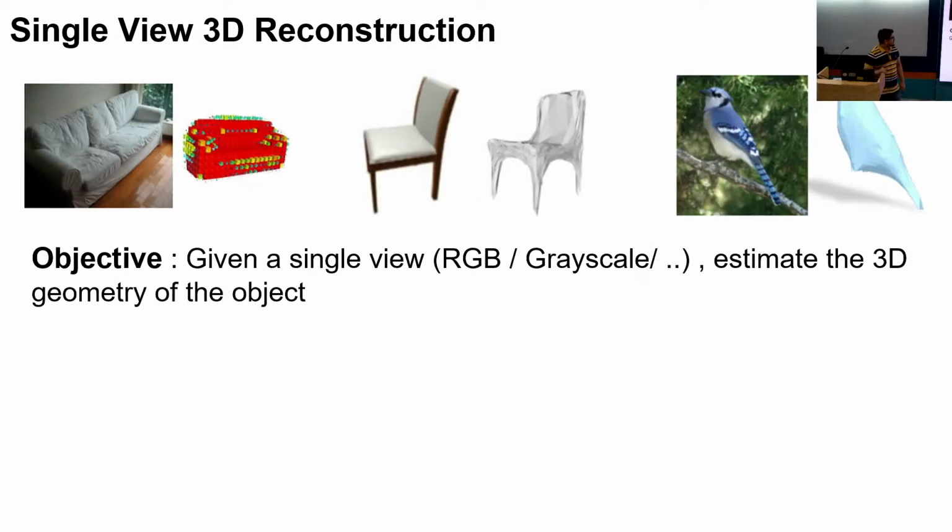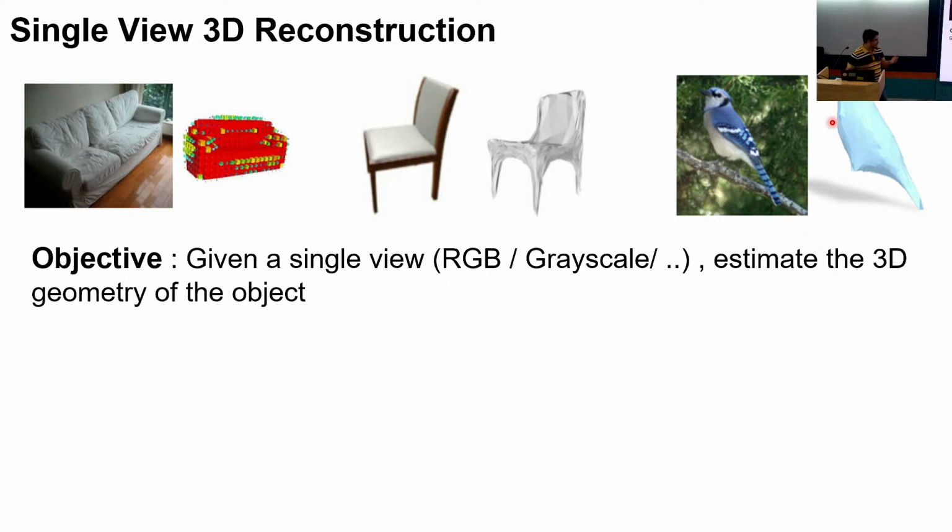So for example, let's start with a very simple thing. If you are given one single image, can you get the 3D of that particular object or particular scene? For example, in this particular image of a sofa, there is some 3D representation that I have got. It's called an occupancy map. Similarly, for this chair, we are able to get the mesh. So this is the mesh representation. Similarly, for this bird, this is another representation, an implicit representation. So now, if I give a single image, can we get some 3D of it?